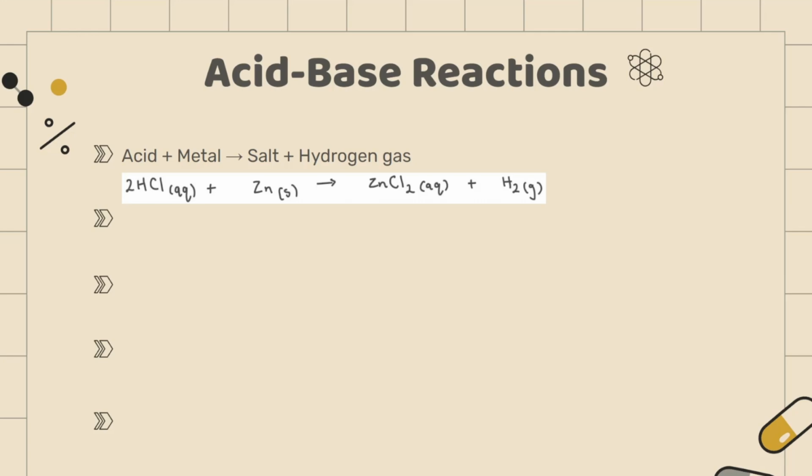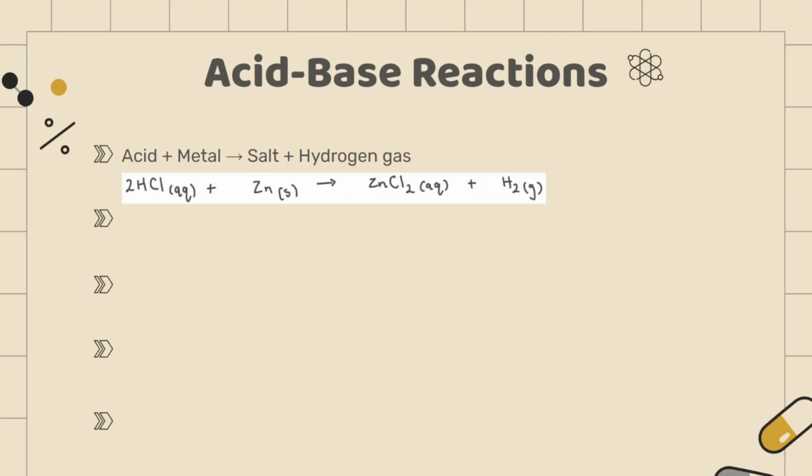Note the states for all of these, okay? All acid-base reactions, you should be able to determine what the states are based on the context, okay? So metals are always going to be solids, all right? Acids are always going to be aqueous. Salts are also aqueous. And any gases are obviously in the gaseous state, okay? That's your first type of reaction.